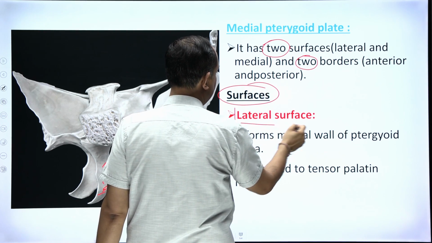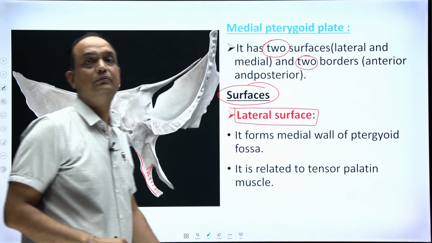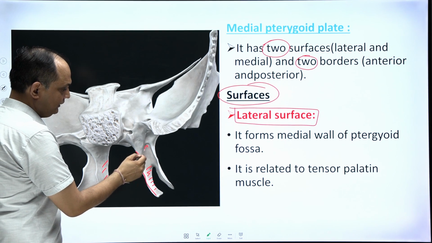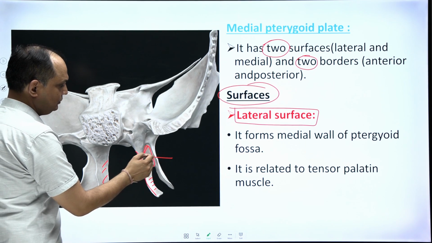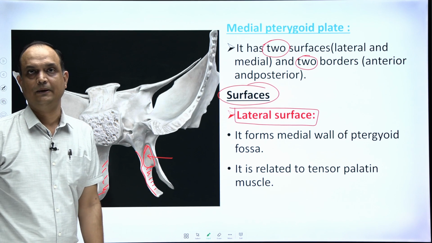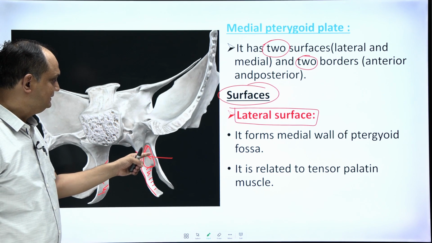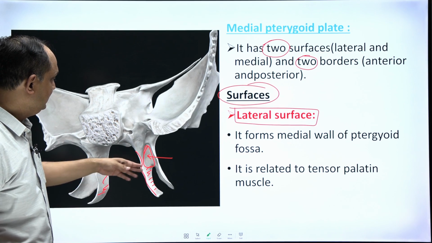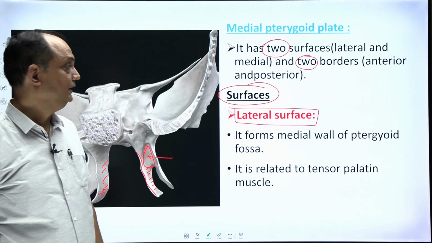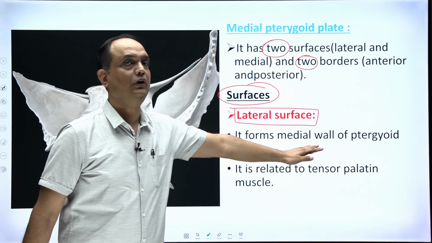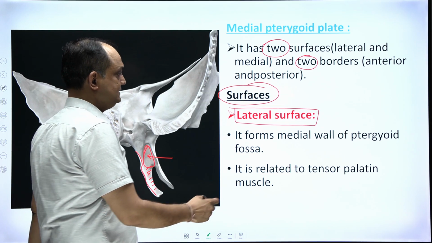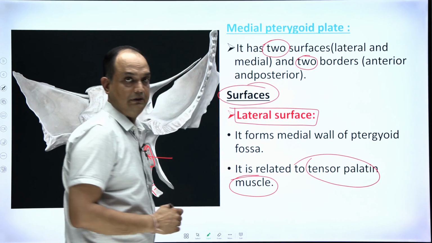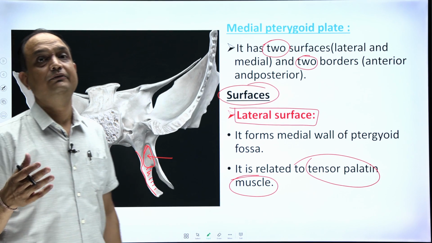So first we'll talk about the lateral surface of medial plate. So this is the lateral surface of medial plate. Now what is the name of this fossa? I just told you, this is the pterygoid fossa. So this pterygoid fossa, one side is bounded by the inner surface of lateral plate, and another side it is bounded by the medial plate. So it forms one of the walls of pterygoid fossa, and it is related with the tensor palatini muscle, or it is also known as tensor veli palatini.